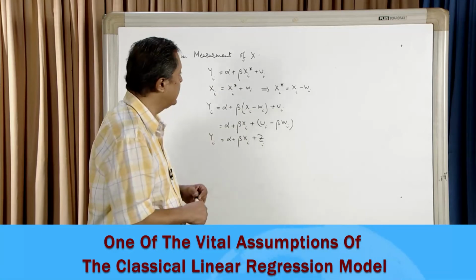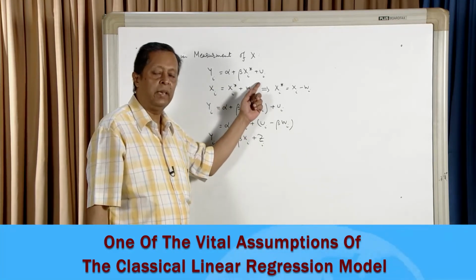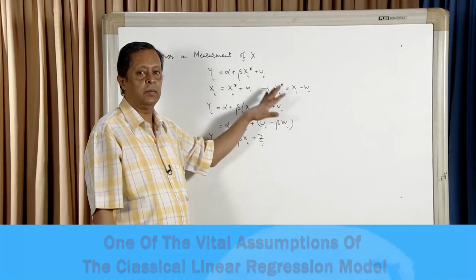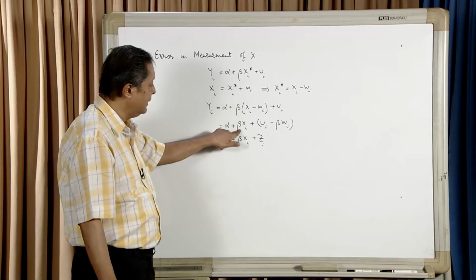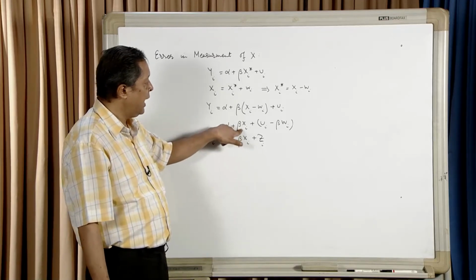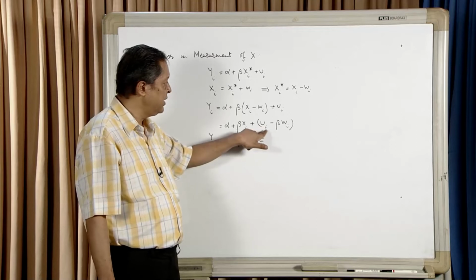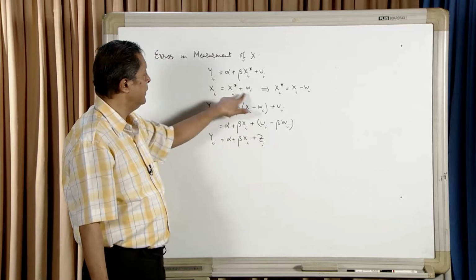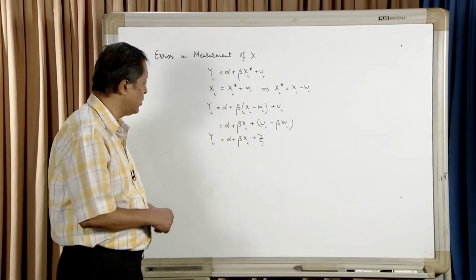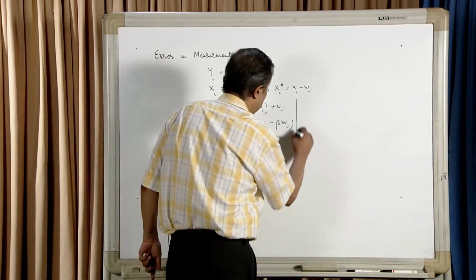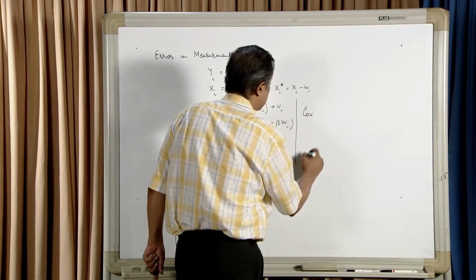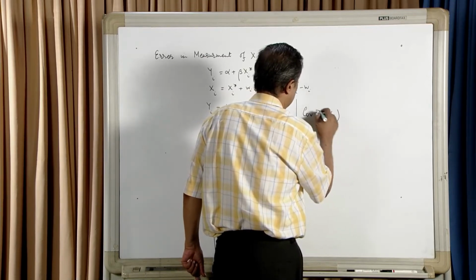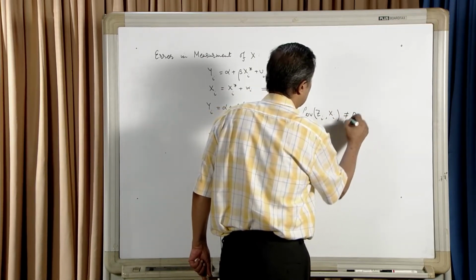Now, the problem over here is one of the vital assumptions of the classical linear regression model is that the disturbance term should not be correlated with the regressor. So, covariance between the regressor and the disturbance term should be 0, but in this model the regressor is xi and the disturbance term is ui minus beta wi, but xi and wi are related. So, we run into a serious problem, that is covariance between zi and xi is no longer equal to 0.